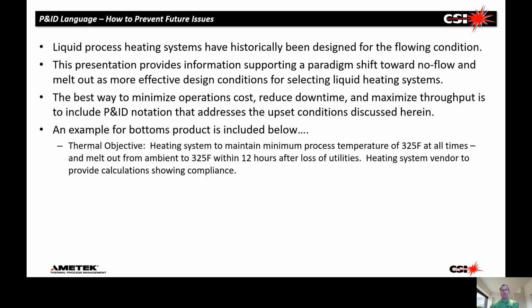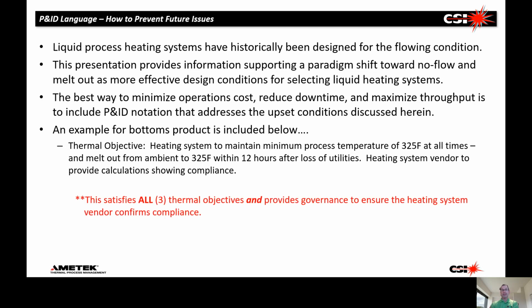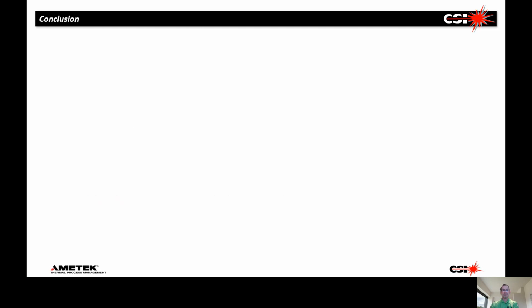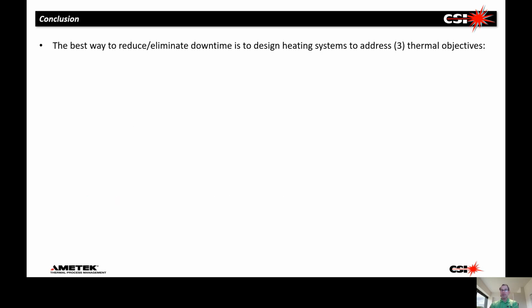An example of that for, say, a bottoms product would be right here on the screen: heating system to maintain minimum process temperature of 325 at all times, melt out from ambient to that temperature within 12 hours after loss of utilities. Heating system vendor to provide calculations showing compliance. So what this does is it satisfies all three thermal objectives and provides governance to ensure the heating system vendor confirms compliance.